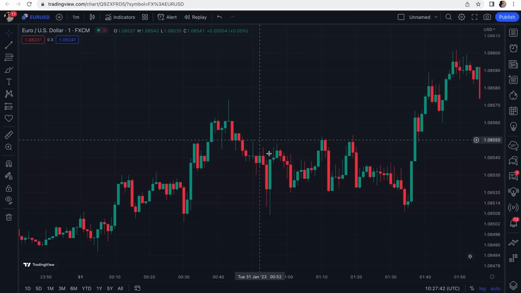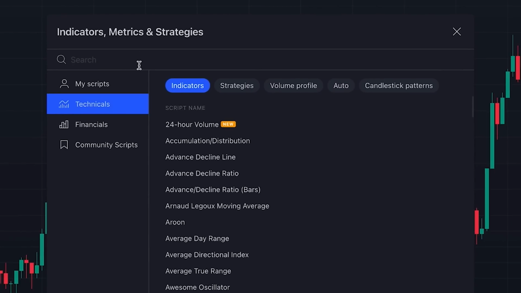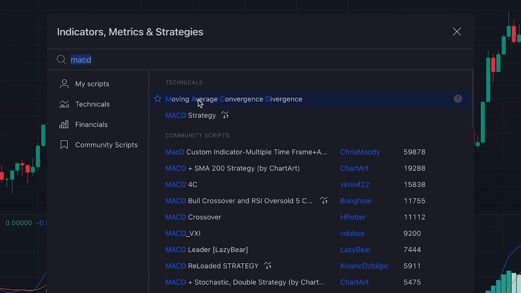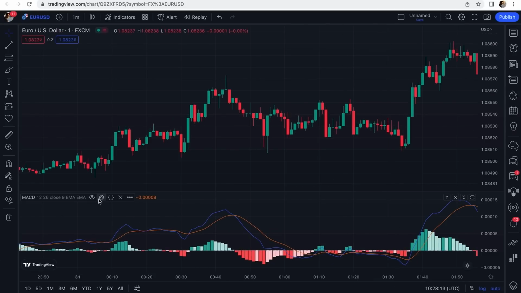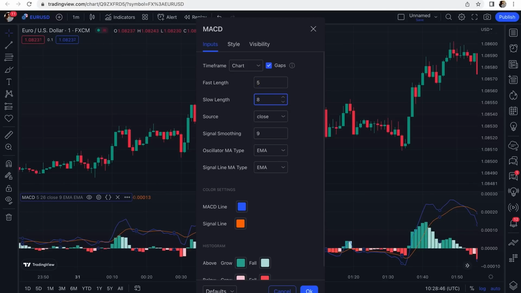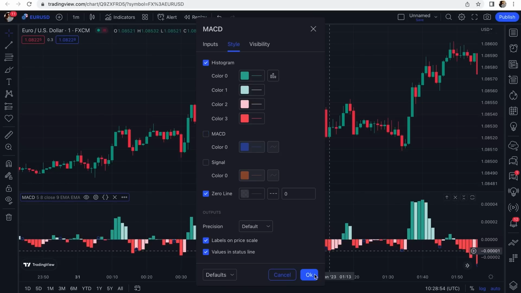Alright, as I mentioned earlier, in this scalping strategy we have 3 indicators. For adding them, here we click on indicators and we simply search the name. The first one that we want to add is MACD, moving average convergence divergence, and we must change its settings. Here for the fast length we set it at 5, for the slow length we set it at 8, and because in this strategy we only need the histogram, here in the style tab we uncheck MACD line and signal line and we click on OK.